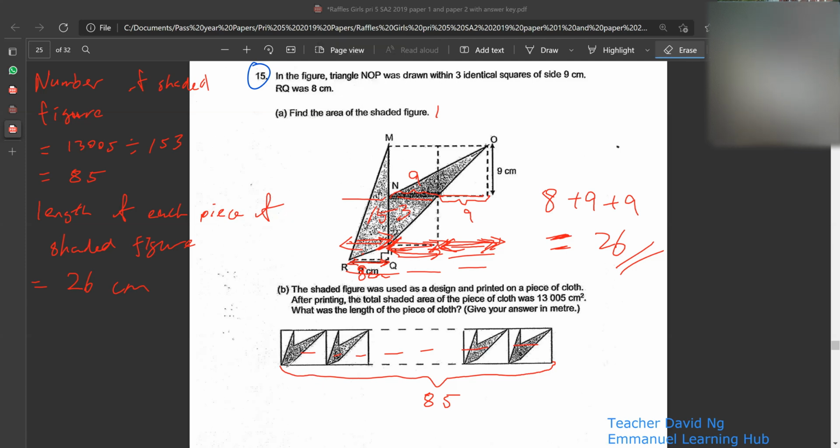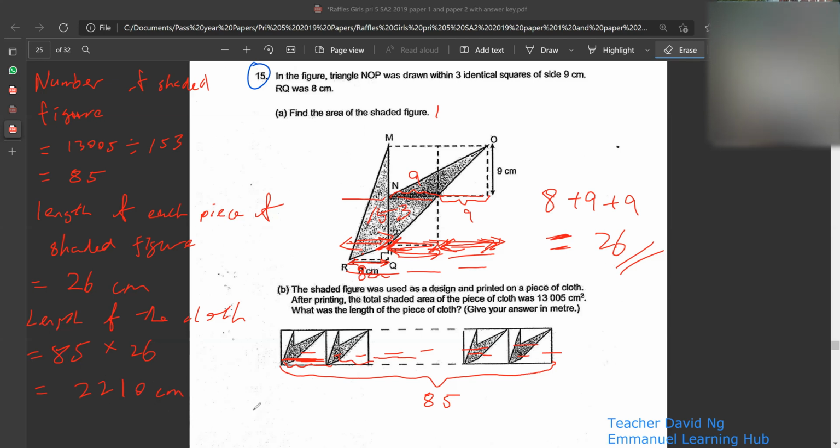Okay, anyway, that's 85 pieces of this thing. Each one of it is 26 cm, so one piece is 26 in length. So 85 pieces would be 85 multiplied by 26. This will be the length of the cloth. Then ask your friend calculator: 2210. Okay, 2210 cm.